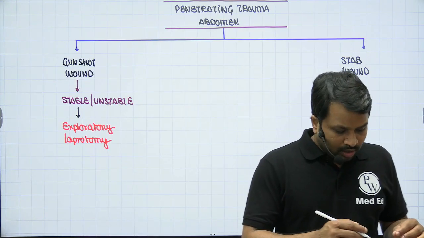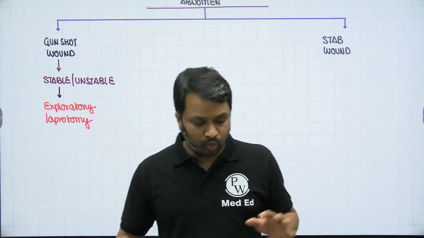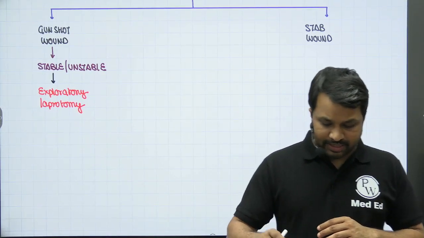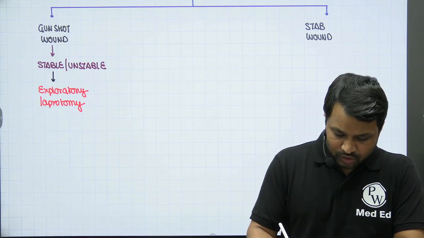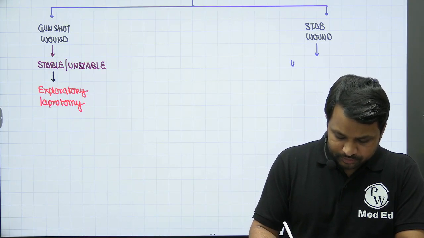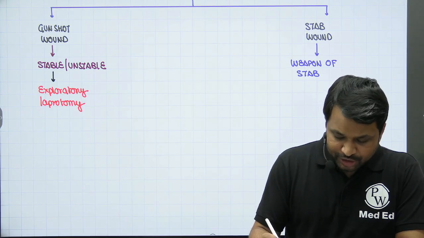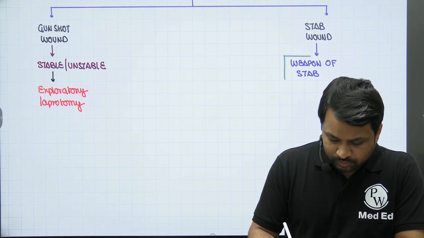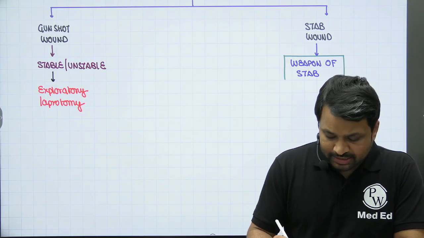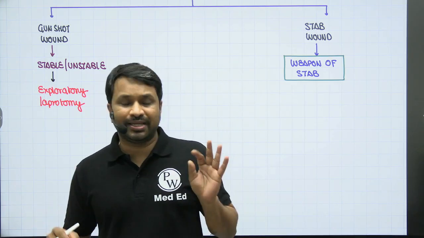Okay? On the other hand, when you have a patient who has presented to you with a stab wound, any patient who lands up in the casualty with a stab wound, the first thing that you will assess is the status of the weapon of stab. That means if the patient is stabbed with a knife or an iron bar or some sword or any sharp object, you will see what is the status of the weapon.